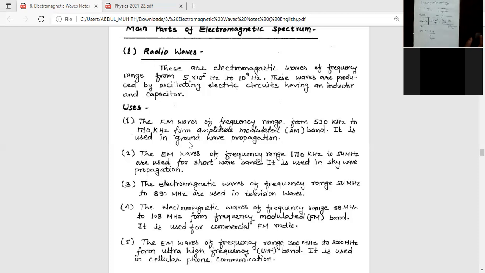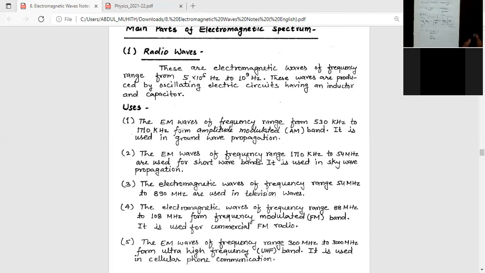So what are the uses? The frequency is given to you, the production is given to you. Detectors: they are detected by the antennas. As of now there are no hazards, only uses. What are the uses? Electromagnetic waves of frequency range from 530 kilohertz to 1710 kilohertz are known as amplitude modulation.